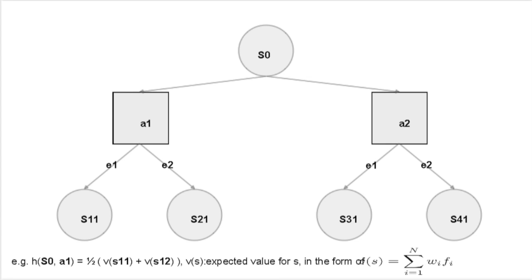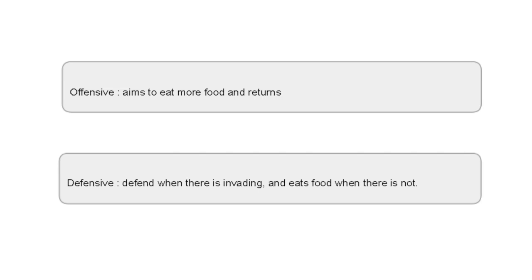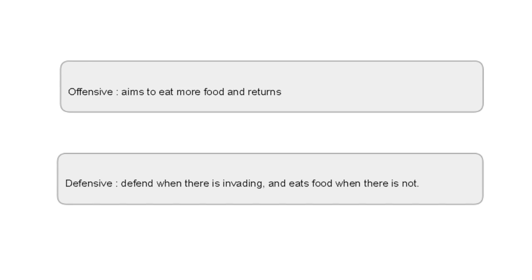Notice the levels to expand in the tree can be changed by defining a depth parameter, as long as the calculation time meets the limit. Based on their strategy, two agents are divided into one offensive agent and one defensive agent. The offensive agent always tries to eat more enemy's food and return. The defensive agent defends its home when there are invaders. If there are none, it will invade and eat enemy's food.